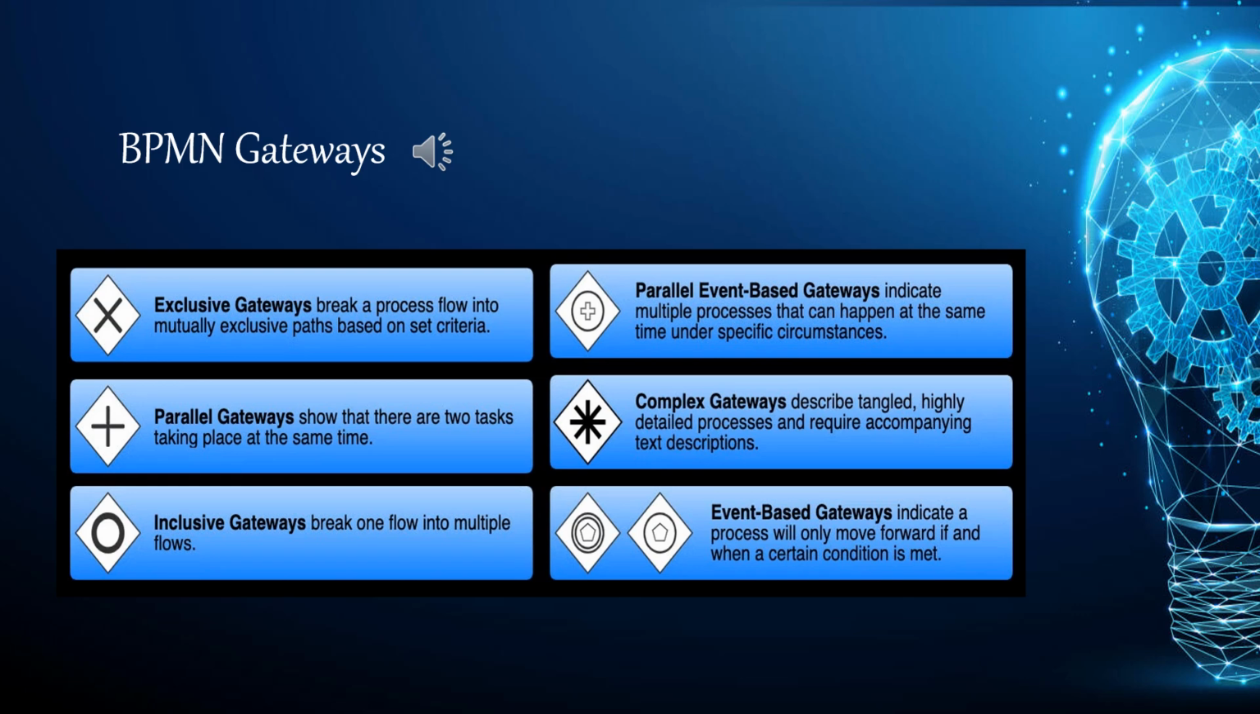Parallel event gateways indicate multiple processes that can happen at the same time under specific circumstances. Complex gateways describe tangled, highly detailed processes and require accompanying text descriptions. Event-based gateways indicate a process with only one way forward if and when a certain condition is met.